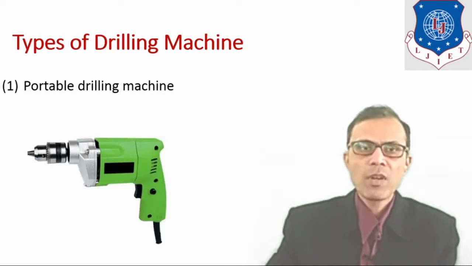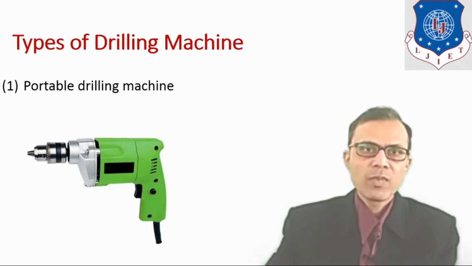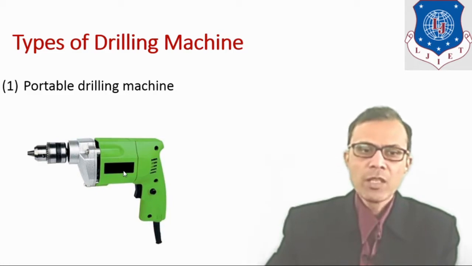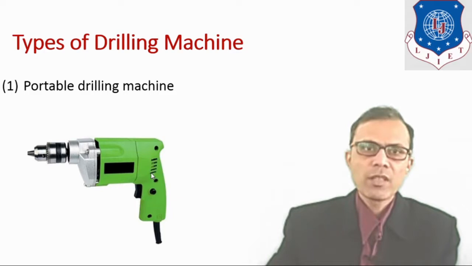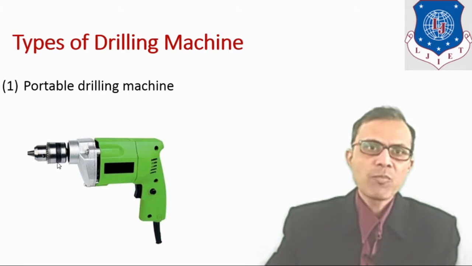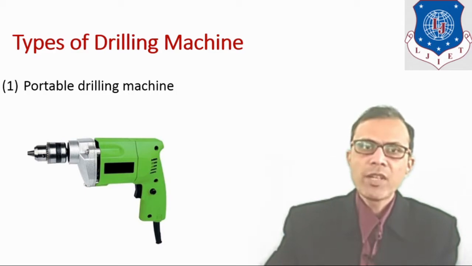First type is the portable drilling machine. As its name implies, it is very handy and very easy to carry anywhere in the workshop. It is a small size capacity machine which is generally operated by an electrical motor. In this diagram, you can see the electrical motor is housed inside this casing, and at the front end a drill chuck is fitted. In the drill chuck we can mount the required size of drill bit, which is driven by the electrical motor, and the required size of hole can be produced.